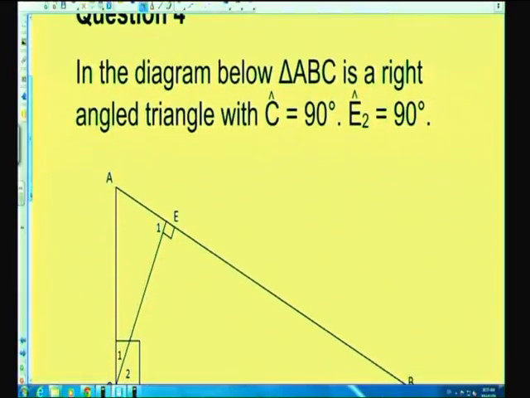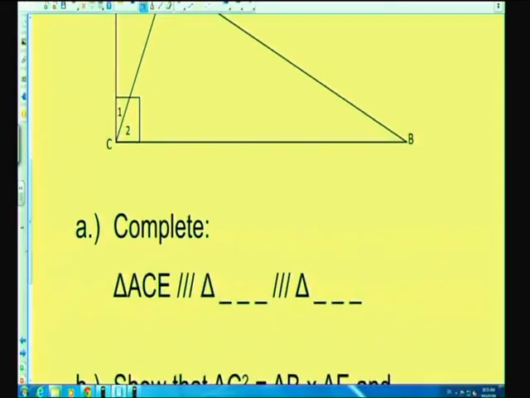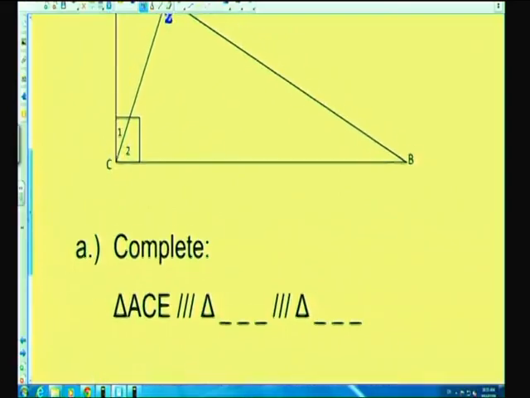Right, example 4. In the diagram below, ABC is a right-angled triangle with C equal to 90 degrees and E2. So I see the 2's missing here, so let's just write it in, equal to 90 degrees. Complete this. Now, this is actually a very nice theorem. Well, it's actually one of the ways we have to prove Pythagoras' theorem, which is ultimately what we're going to end up with here.